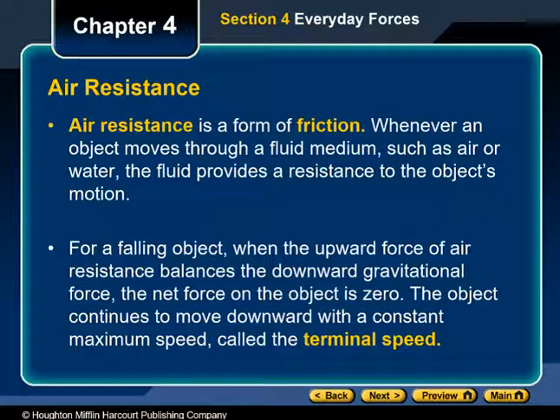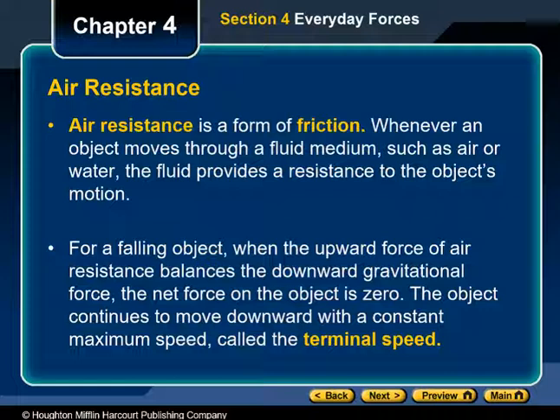Air resistance is a form of friction. Another type of friction, the retarding force produced by air resistance, is important in the analysis of motion. Whenever an object moves through a fluid medium, such as air or water, the fluid provides a resistance to the object's motion. For example, the force of air resistance, F sub r, on a moving car acts in the direction opposite the direction of the car's motion.